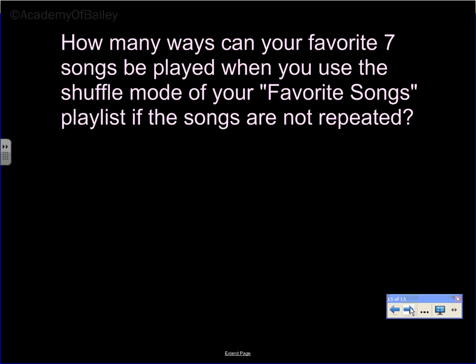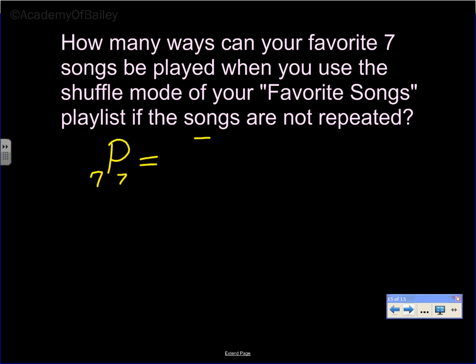How many ways can your favorite 7 songs be played when you use the shuffle mode of your favorite songs playlist if the songs are not to be repeated? Well, if the songs are not to be repeated, there's a certain order in which they're going to be played, because once a song is played first, it cannot be played ever again. And so if we look here, there are 7 songs that you have as your absolute favorite songs. You have 7 power songs here. And how many of them are going to be in your favorite songs playlist? Well, all 7 of them are.